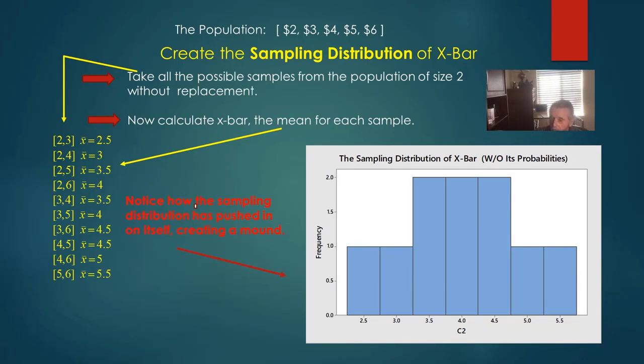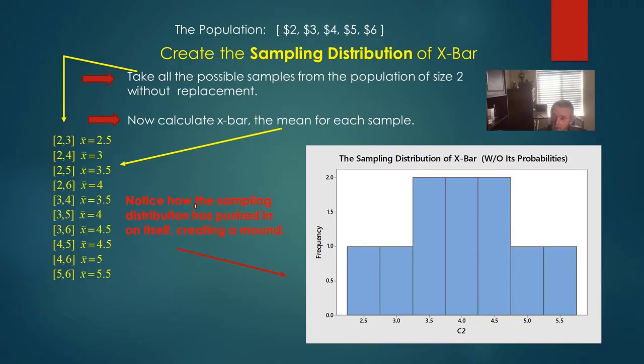Okay, now notice the second red arrow down there, where it says now calculate X bar, which is the mean of each sample. Now let's look at the first one, 2 and 3. So 2 plus 3 is 5, and the sample size is 2, so we divide by 2. 2 plus 3 is 5 divided by 2, so X bar is 2.5.